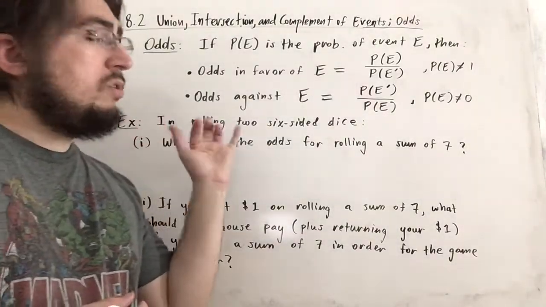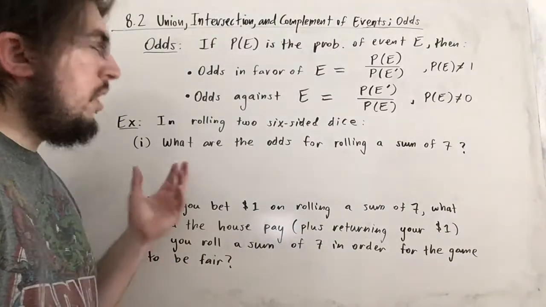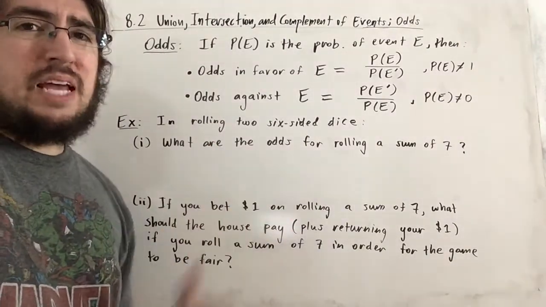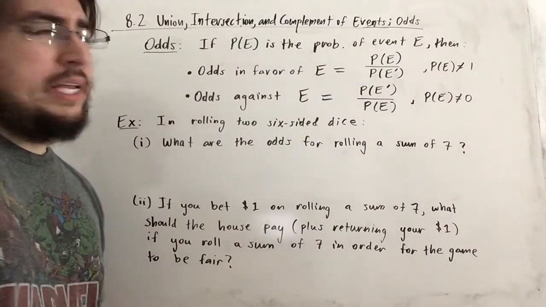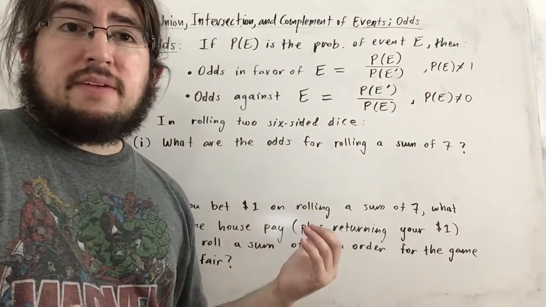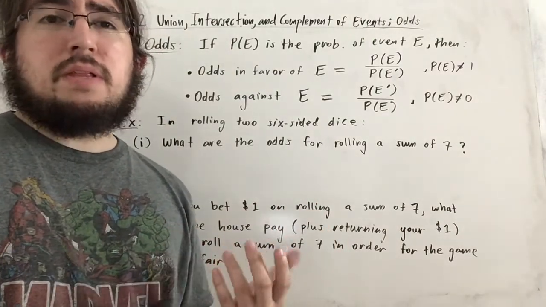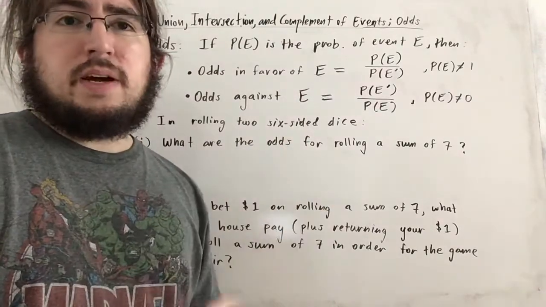So in rolling 2 6-sided dice, there are 2 questions being asked here. First, what are the odds for rolling a sum of 7? So basically what we want to know is how many ways can you roll a 7? What's the probability of rolling a 7, and vice versa, what's the probability that we don't roll a 7? And then we're just going to take the fraction of those to actually find the odds.